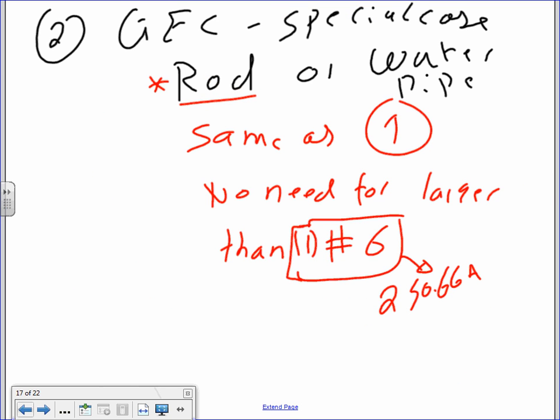So number 2, I want to remind you guys, the same thing: grounding electrode conductor, special case, rod or water pipe or plate, the calculation the same as number 1. Can you read my handwriting? No need for larger than number 6, so 250.66A. Your answer would be one conductor, number 6. But how do you do the calculation? You do it exactly how we did the same calculation, but you don't have to go higher than number 6. You don't have to do anything here. But I want you to write number 6, though, not 1 out.